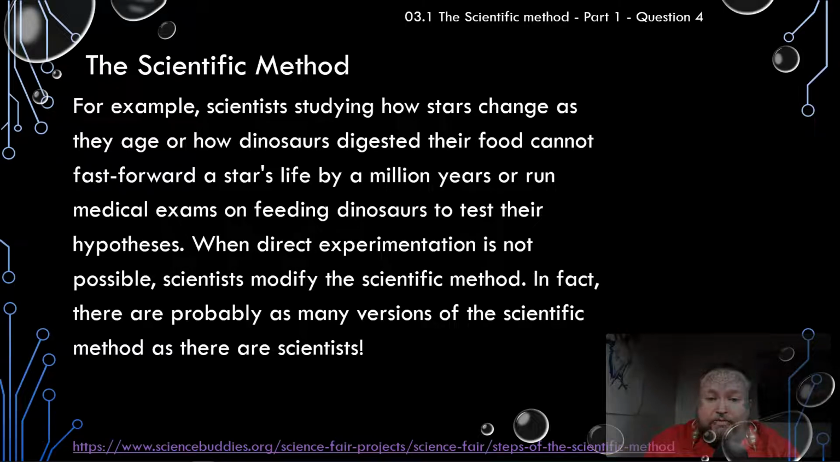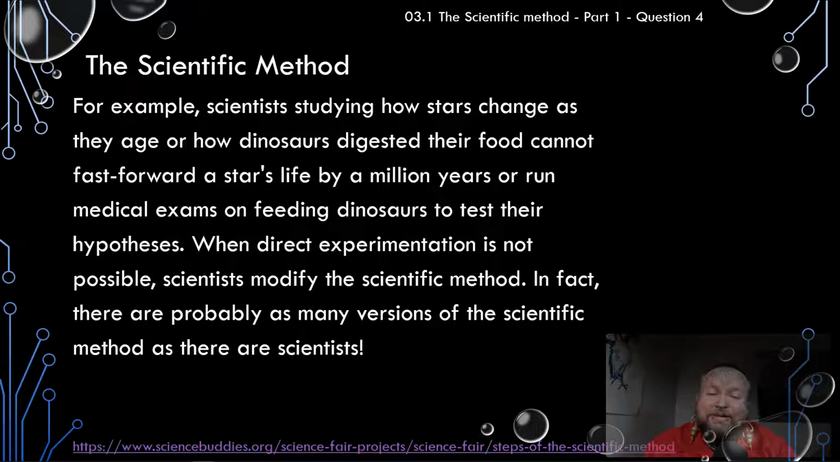So for example, scientists studying how stars change as they age or how dinosaurs digest their food cannot fast forward a star's life by millions of years or run medical exams on feeding the dinosaurs to test their hypothesis. We just don't have access to be able to do those kinds of actual measurements. So they will then have to modify how they're gathering this empirical evidence and combining it together. So with dinosaurs, they may be looking at what was found around them, that timeline, other things.